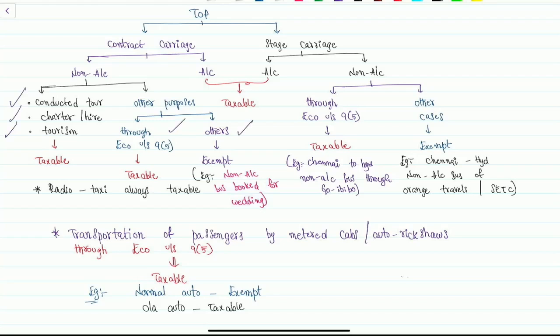Coming to stage carriage, AC is taxable. And in the remaining cases, if it is through an e-commerce operator under 9 subsection 5, then it is taxable. Otherwise, in other cases, it is exempt. That means, for example, I am booking a bus from Chennai to Hyderabad. Non-AC, AC bus is taxable. AC bus is taxable.